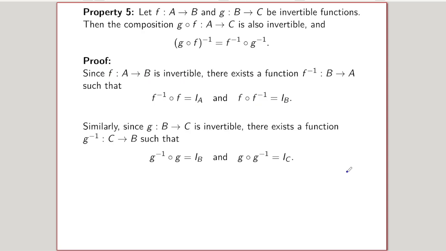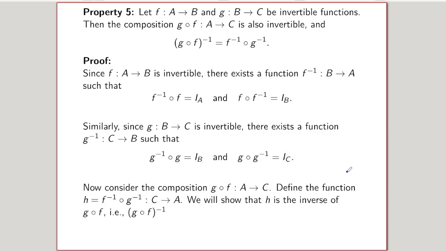Similarly, g from B to C is invertible. So we'll have an inverse function g inverse from C to B, which satisfies this condition. If we take composition with g inverse at first, we'll get the identity map on the domain of g, that is I_B. If we take g inverse in the second place, then we'll get the identity map on the codomain of g, which is I_C. Now, we already know that g composition f from A to C is possible.